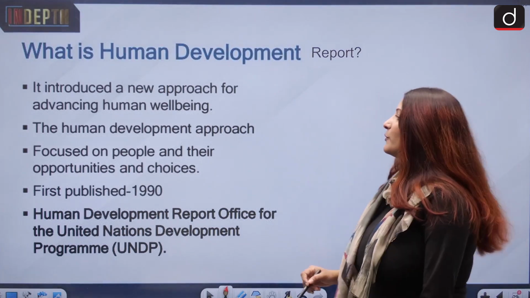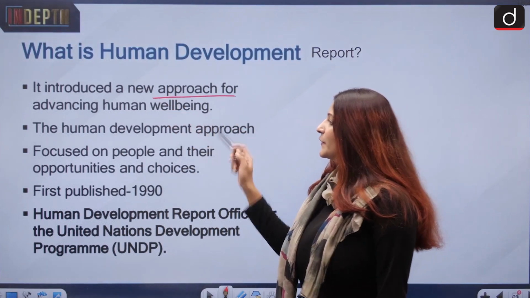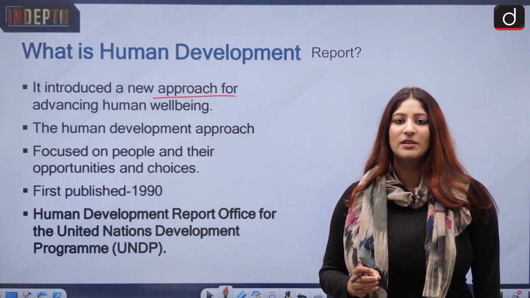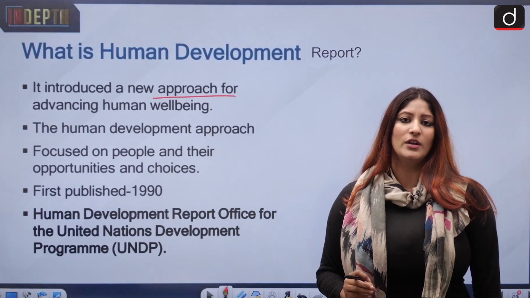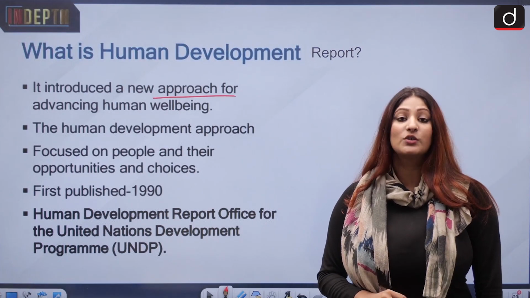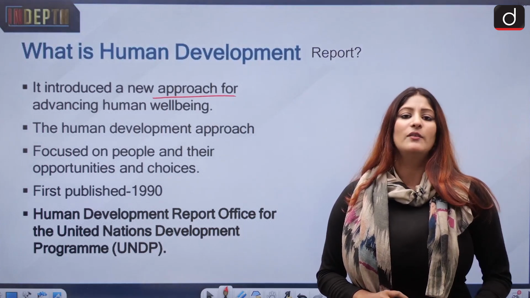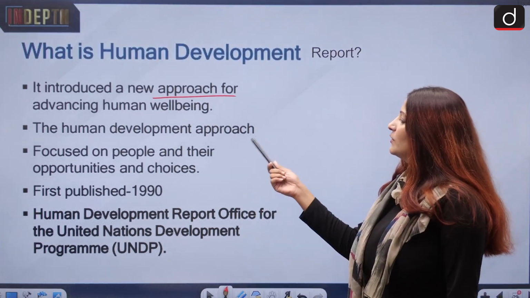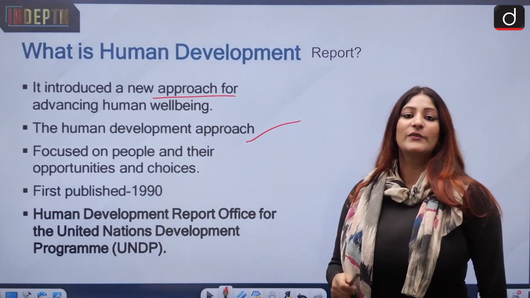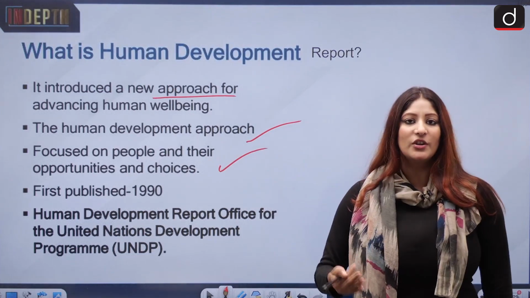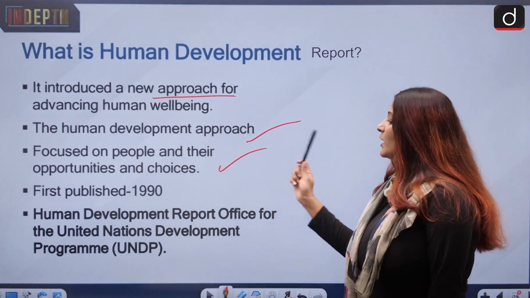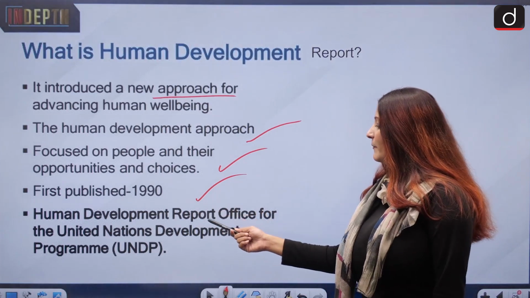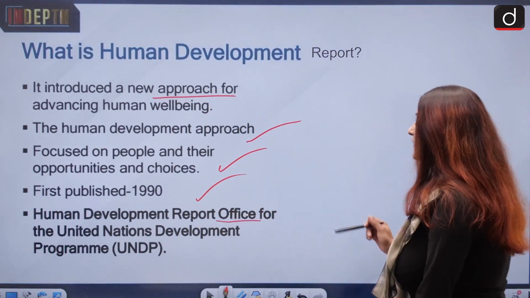So what does the report actually say? The Human Development Report introduced a new approach for advancing human well-being. More or less, the standard of human development tends to be gauged on economic development. But what about social development? What about political development? And what about health development? That is undertaken by this particular report. The human development approach is employed here. It is focused on people and their opportunities, what opportunities they are getting and what choices they are making. The Human Development Report was first published in 1990, and it is published by the Human Development Report Office for the United Nations Development Programme.